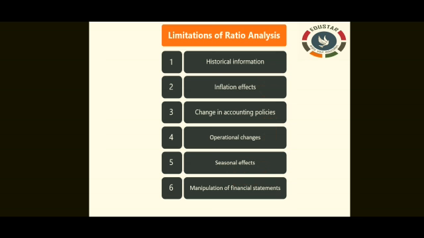Second one, inflation effect. Inflation means a sudden increase in the price of the product.